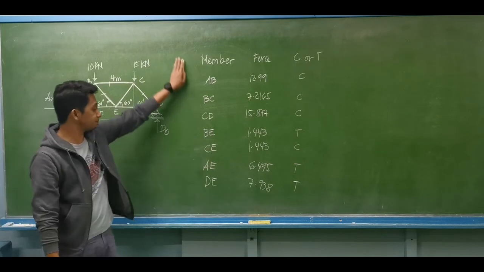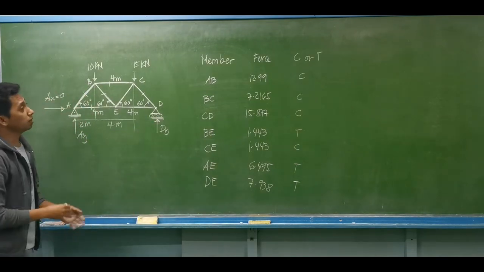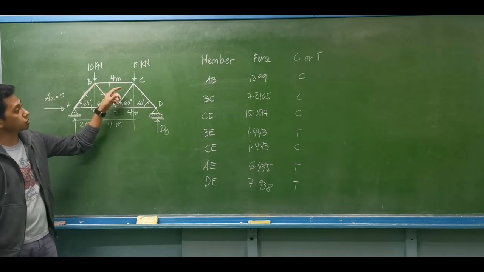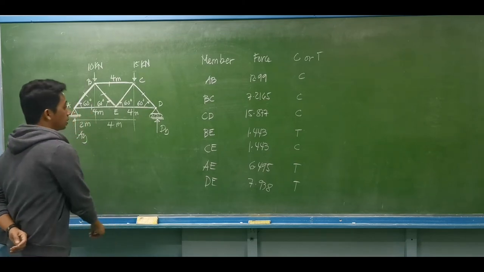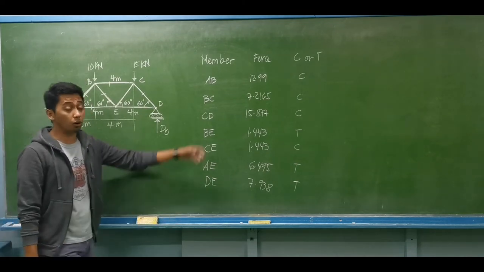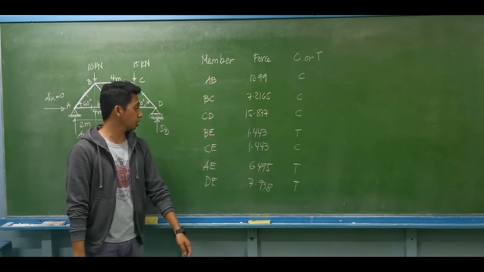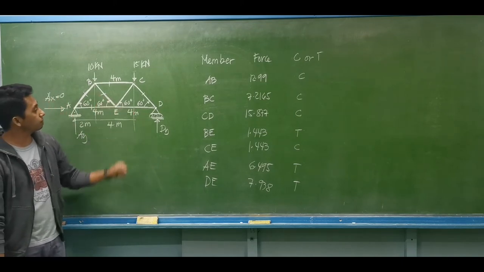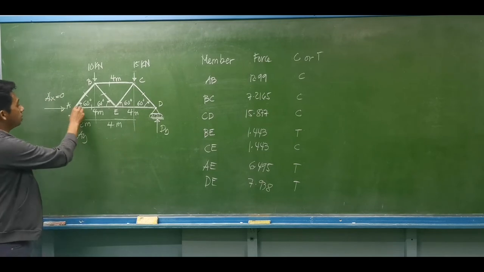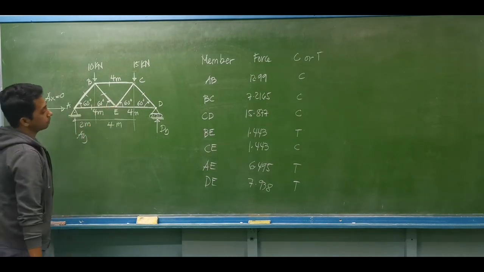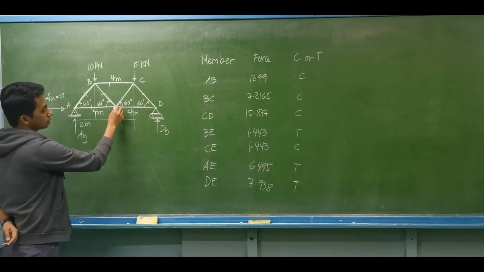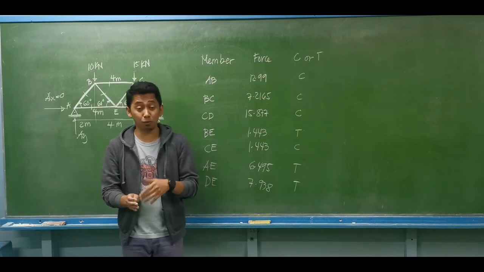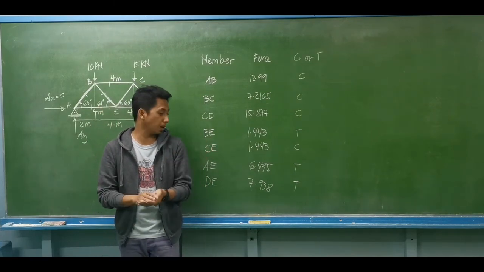So, konting summary lang. If we are to summarize, can you observe this one? We have member AB, that is 12.99, BC 7.2165, then CD is 15.877. They are all compression, or under compression. Then we have BE 1.443, tension yun kanina, I think. Then we have CE is under compression. Then we have AE, is 6.495, and DE is 7.938. So usually kapag truss, we may divide the members into three main categories.